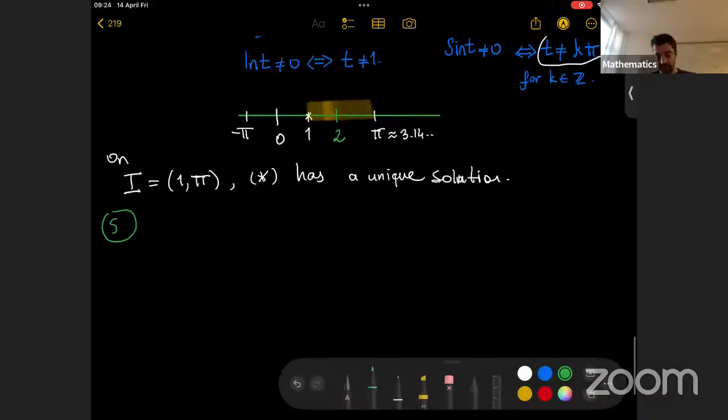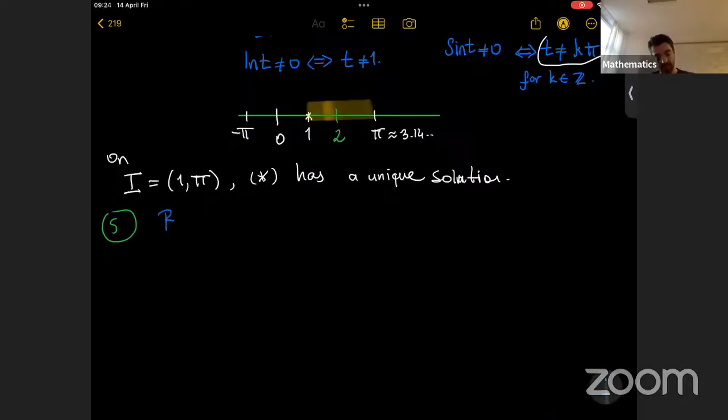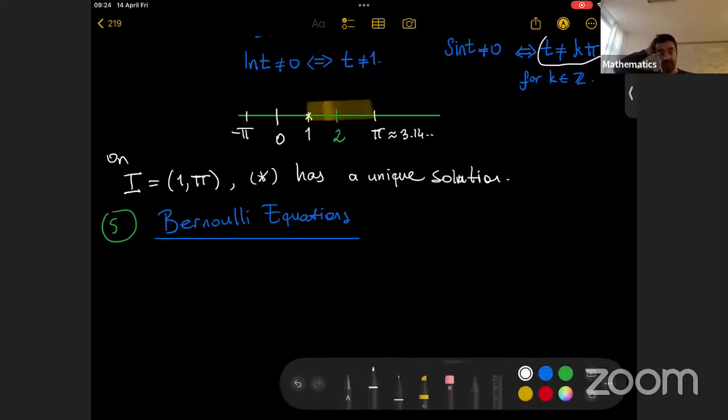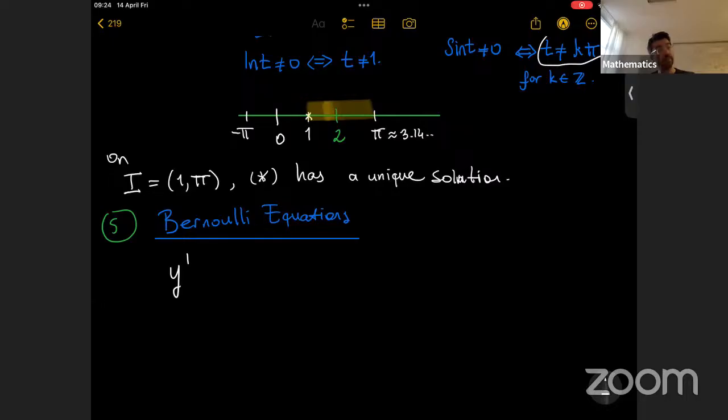So now here we will consider the Bernoulli equation. Let's maybe briefly talk about this. Bernoulli equations. These are nonlinear, but you can make them linear with an easy substitution. So for instance, think of an equation like this: y prime plus p(t) y is equal to q(t). If you have this, this is easy. This is nothing but a first order linear equation.